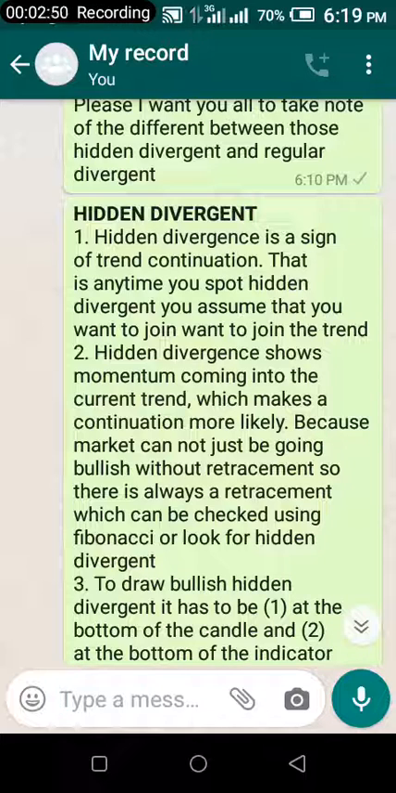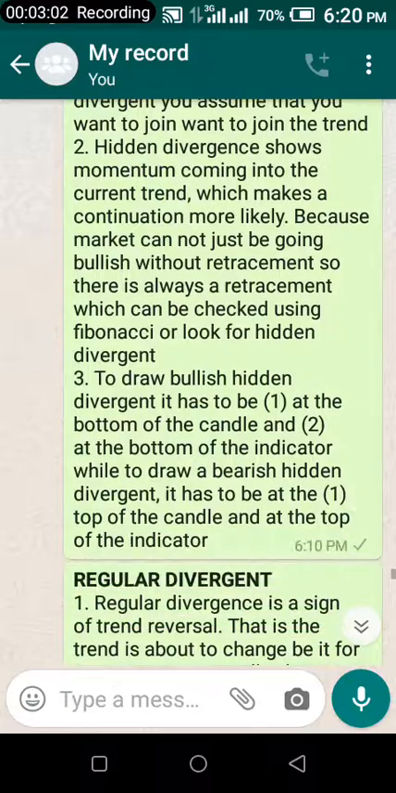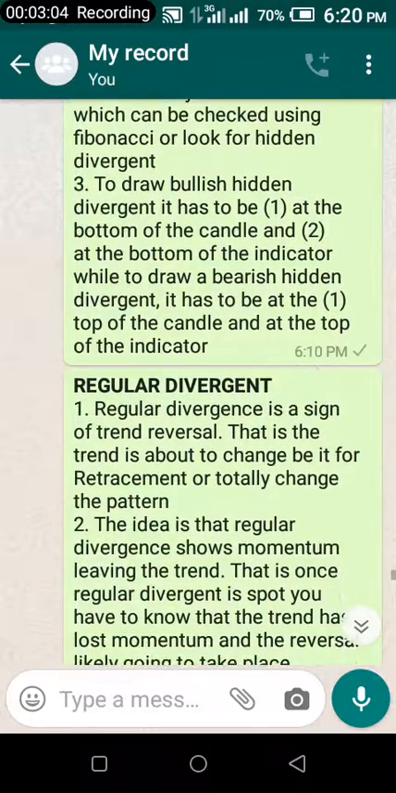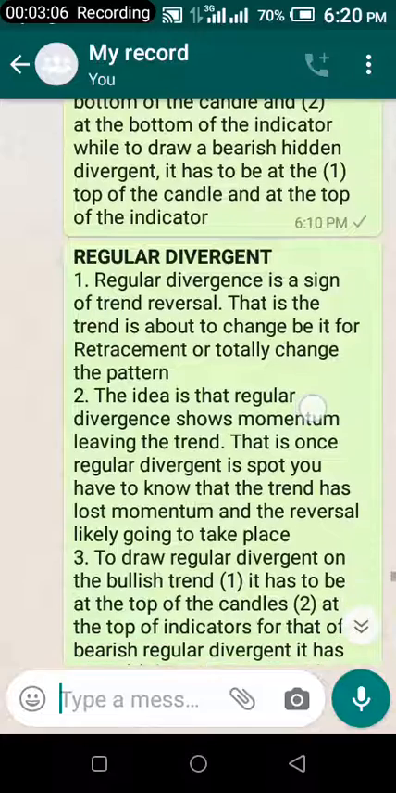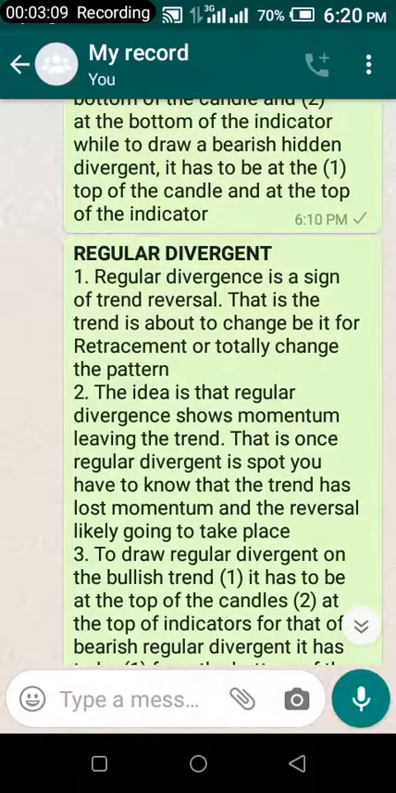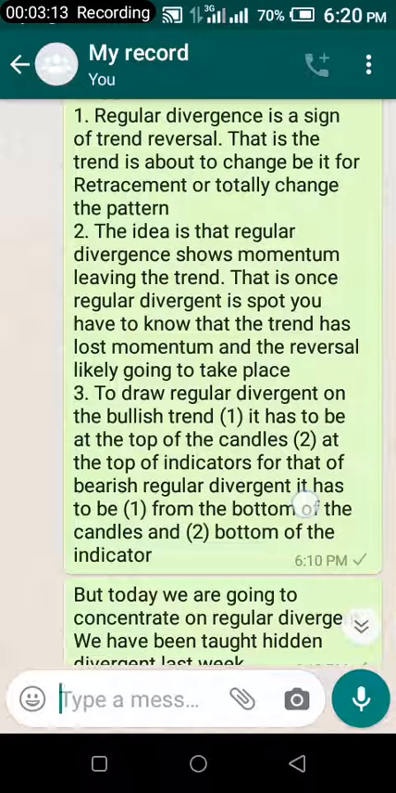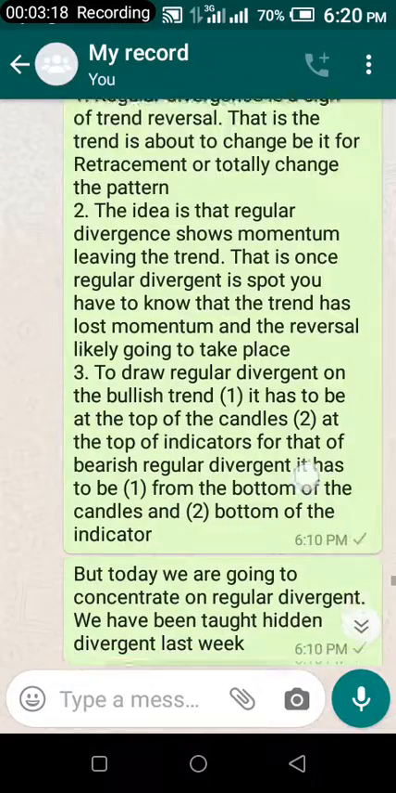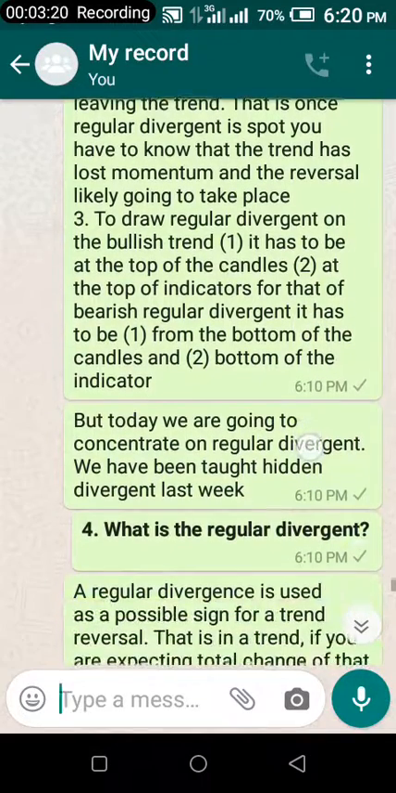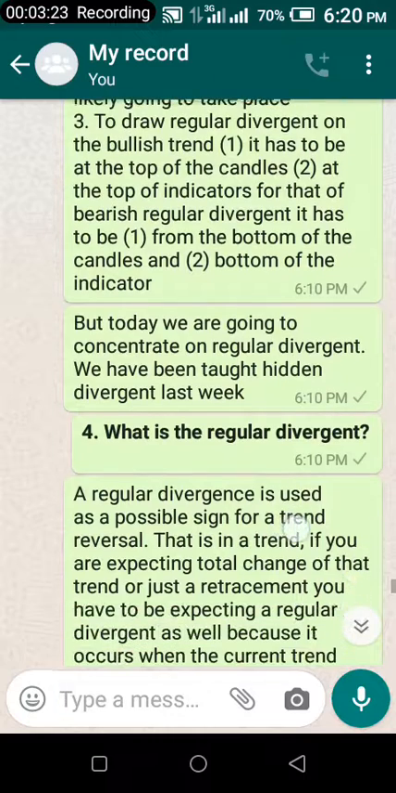Then if you have another indicator, you can use it to confirm whether it is going to be a retracement or a total reversal. So if you go through it, you will see where I explain regular divergence. So this is the regular divergence. It's a sign of trend reversal. You will see it there. So the idea is that the regular divergence show momentum leaving the trend. Yes, because when there is no momentum in the market again, it means the market is going to reverse. So I said it there. So this is how to draw it. Then they are in my videos.